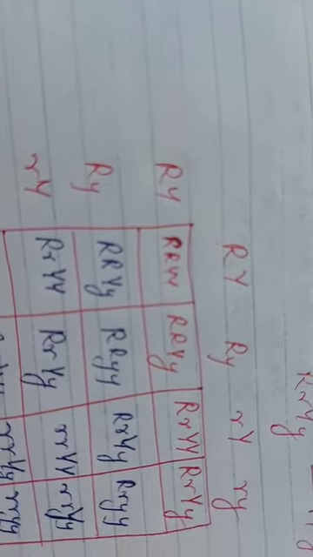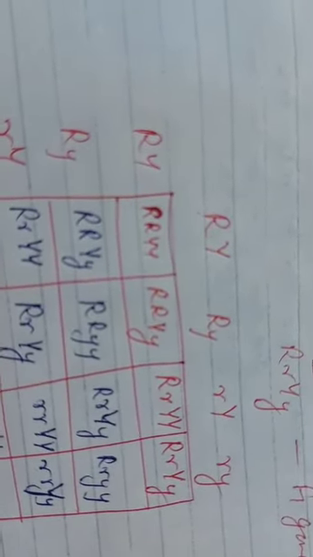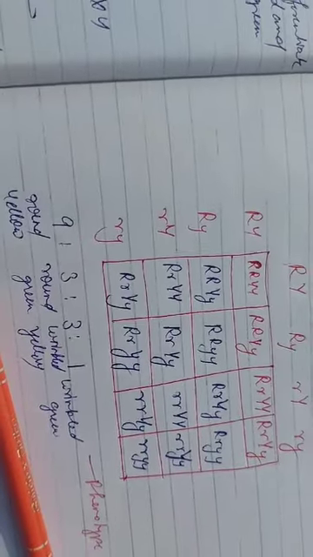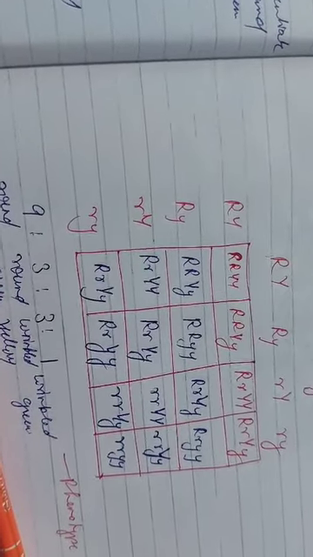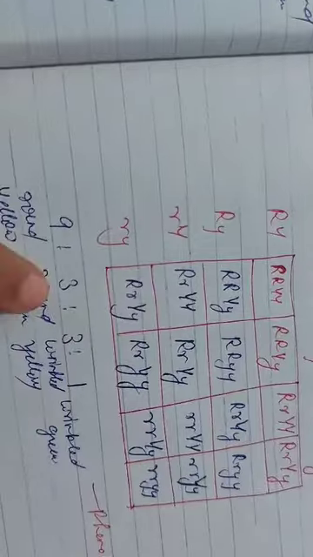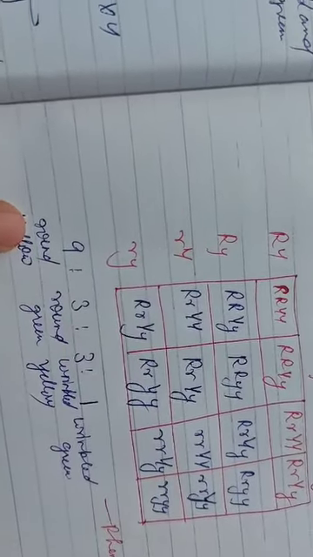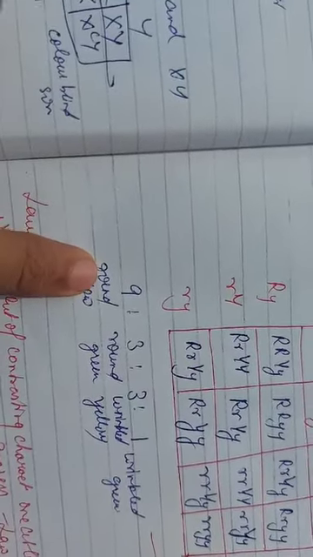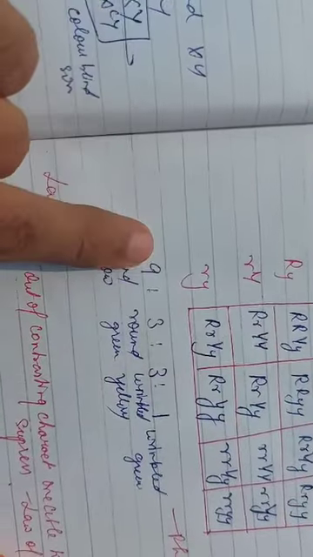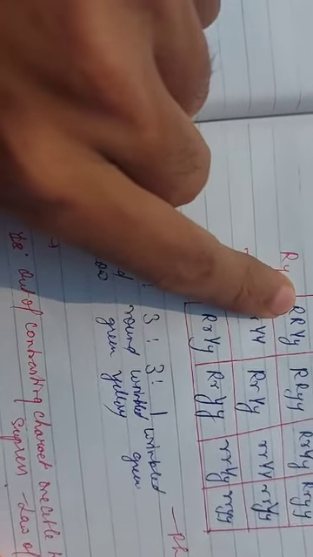After the self crossing, we are getting four types of gametes: RY, Ry, rY, and ry. Both the characters we get on both sides, and after the cross we see that particular cross. What ratio do we obtain? 9:3:3:1, means round yellow. If one capital R is present in any combination, then that will be round, because the capital R will express itself.